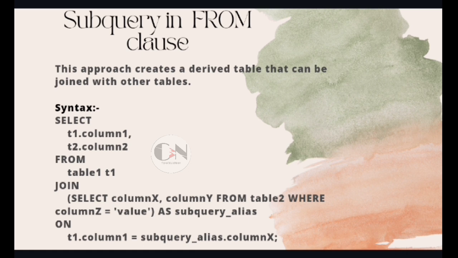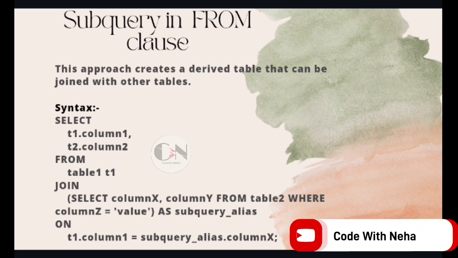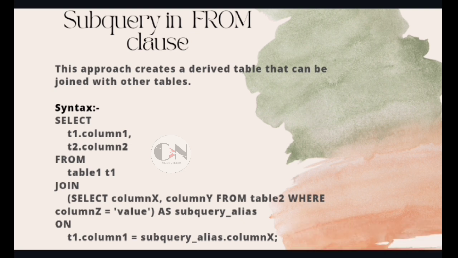Subquery in the from clause. This approach creates a derived table that can be joined with another table. Syntax: select t1.column1, t2.column2 from table1 t1 join (select columnX, columnY from table2 where columnZ = value) as subquery_alias on t1.column1 = subquery_alias.columnX.